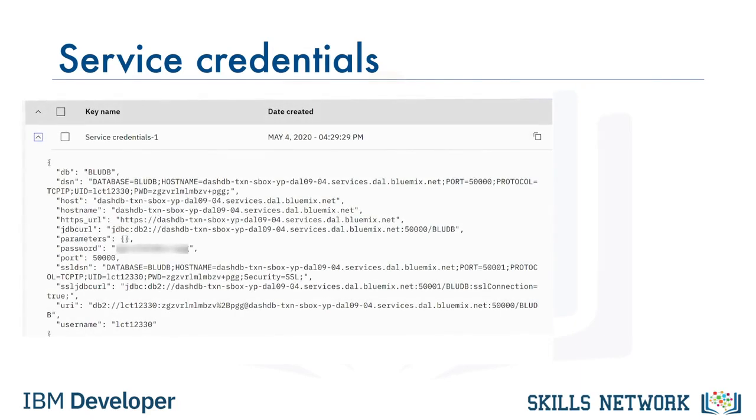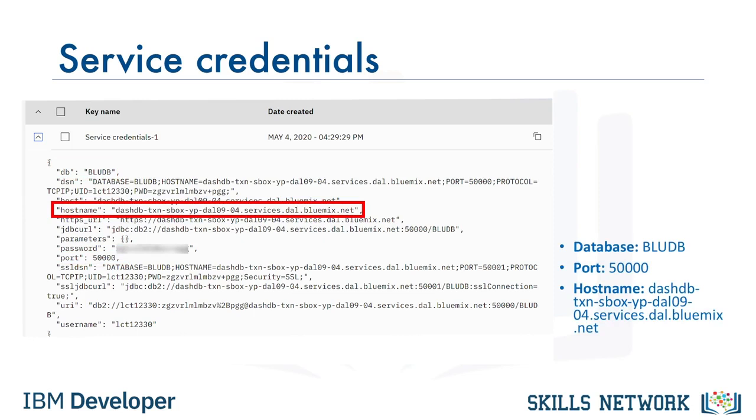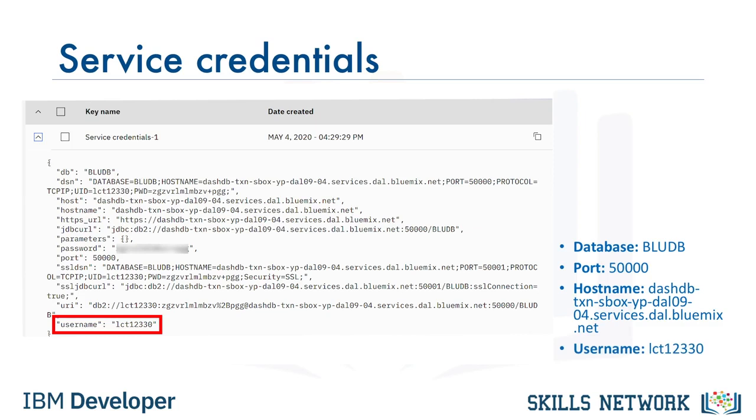The credentials include the necessary details to establish a connection to the database and includes the following: a database name and port number, a host name, which is the name of the server on the cloud on which your database instance resides, a username, which is the user ID you'll use to connect along with the password. Note that your username is also the schema name in which your tables will be created by default.